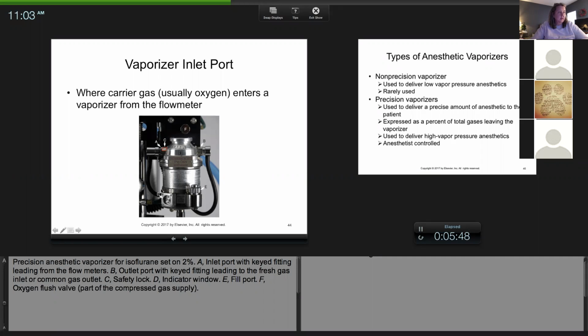So this is the standard vaporizer. They can look a little bit different in design, but they all have an inlet. They all have an outlet. They have a button that opens the dial, and then they have a fill window and an area where you fill it from. So even if they look a little bit different than this, they have a color code for the anesthetic, they're labeled, and they have all the basic parts.